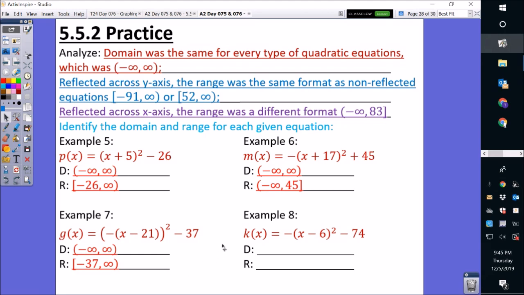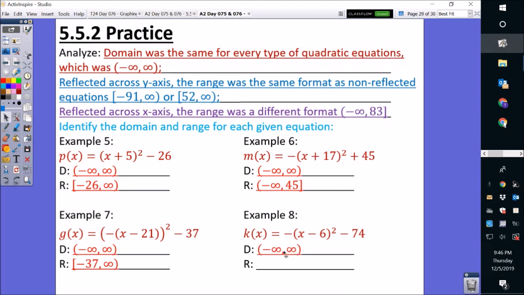Now for example 8, we have k of x equals the negative of the square of x minus 6 and then minus 74. So in this case, we do have a negative outside the outer parenthesis. So it's going to be reflected across the x-axis. So it's going to be similar to example 6. Now for the domain, pretty much the same as any other quadratic equation. It's going to be negative infinity to infinity with parentheses, like so.